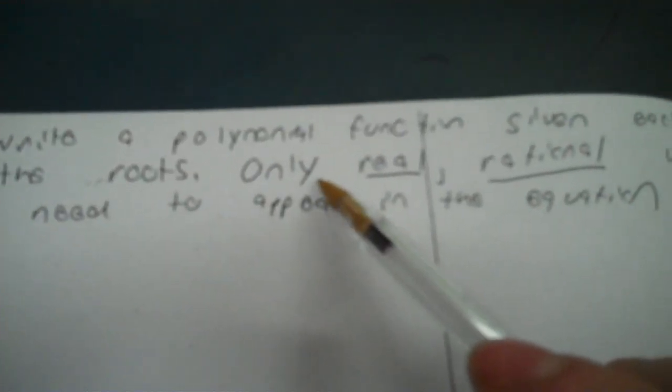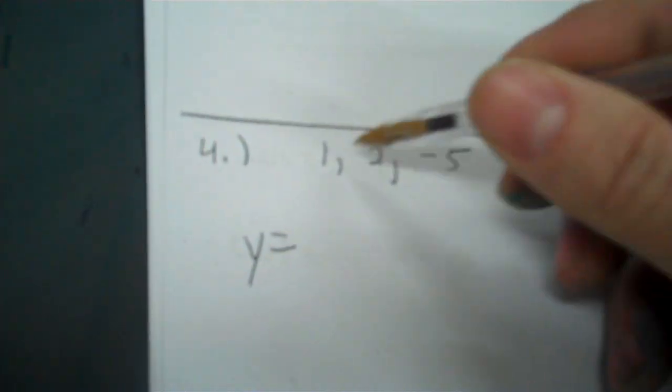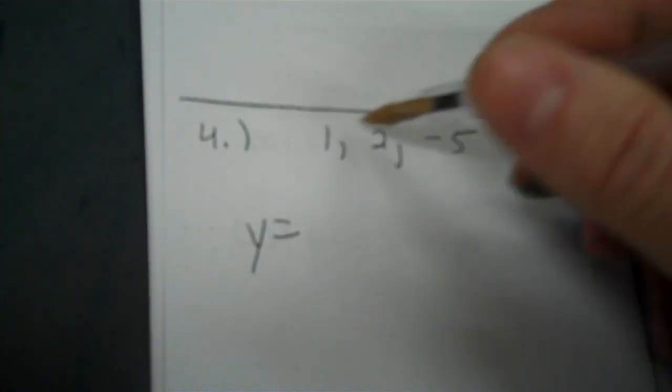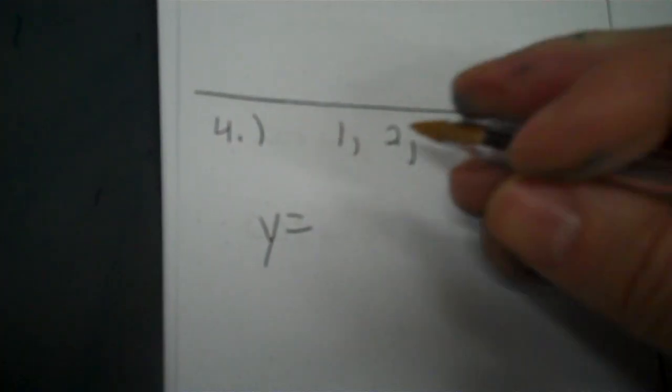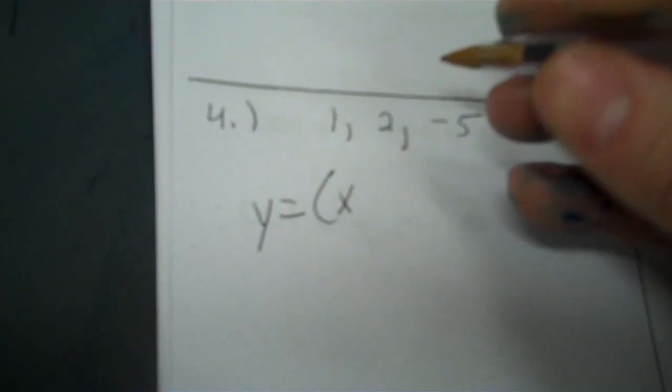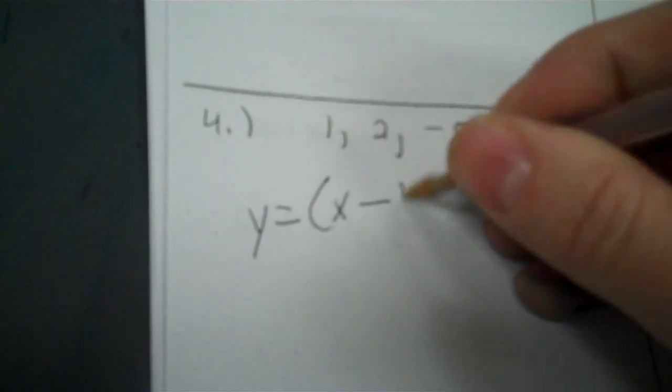Now, next thing. Read the directions carefully. Write a polynomial function given each of the roots. Only real rational values need to appear in the equation. Here's what that means. They can't have i's, they can't have square roots in the end answer. So you write y equals, and these are all real numbers. I don't see any square roots, so they're all real, and rational. X minus, and then 1.